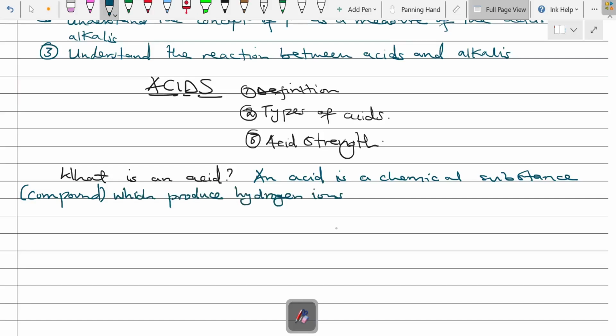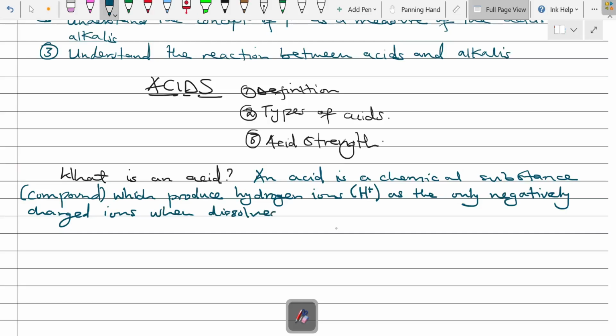hydrogen ions, H+ in brackets, this is the formula, as the only positively charged ions when dissolved in water. Or an acid is a proton donor. An acid is a substance that can donate a proton.